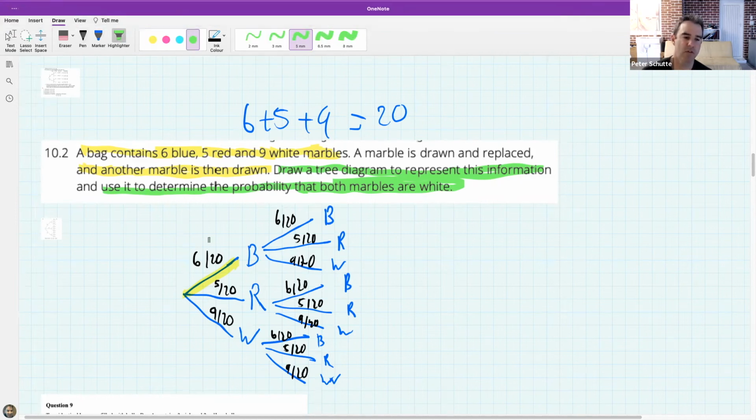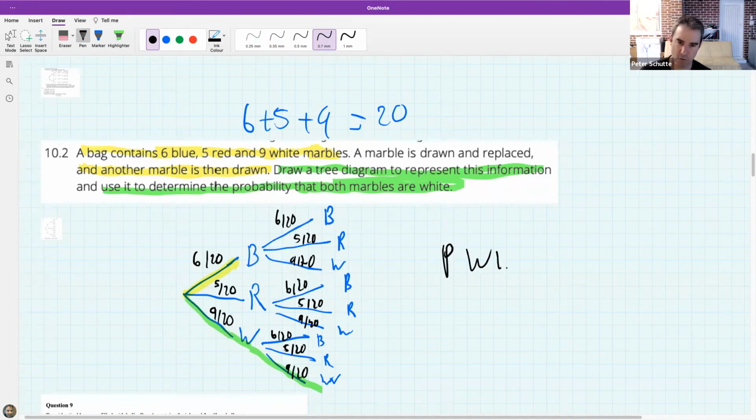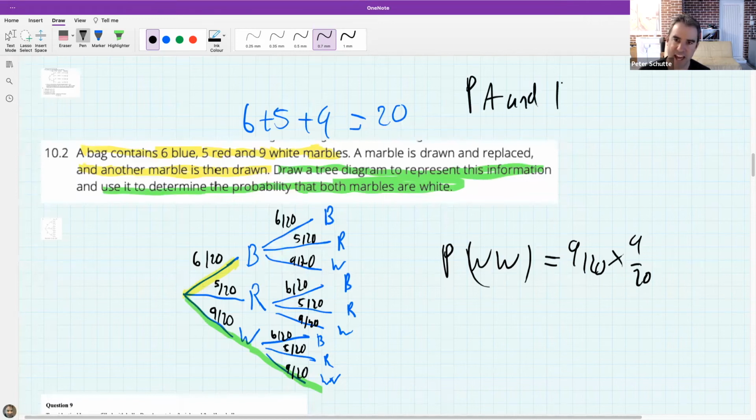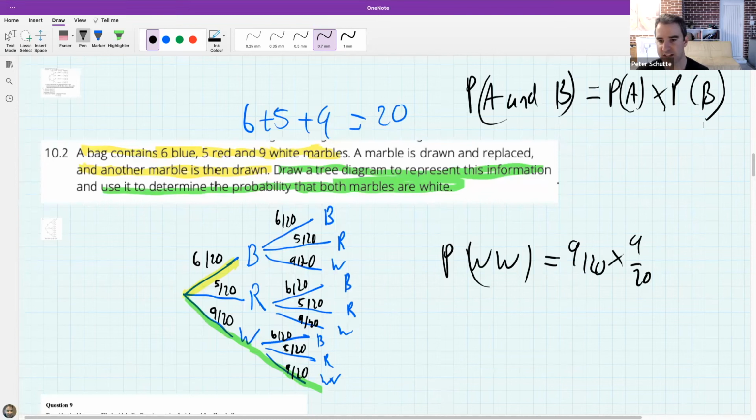So which branch is relevant? I think it's just going to be this one down here, which means the probability of white is just going to be 9 over 20 times 9 over 20. Again, because these are independent events, remember from the beginning of the lesson, the probability of A and B, so the probability of white and white, is the same as the probability of A times the probability of B when the events are independent. And so that's why I can just go 9 over 20 times 9 over 20, because the A and B are the same event in this case.